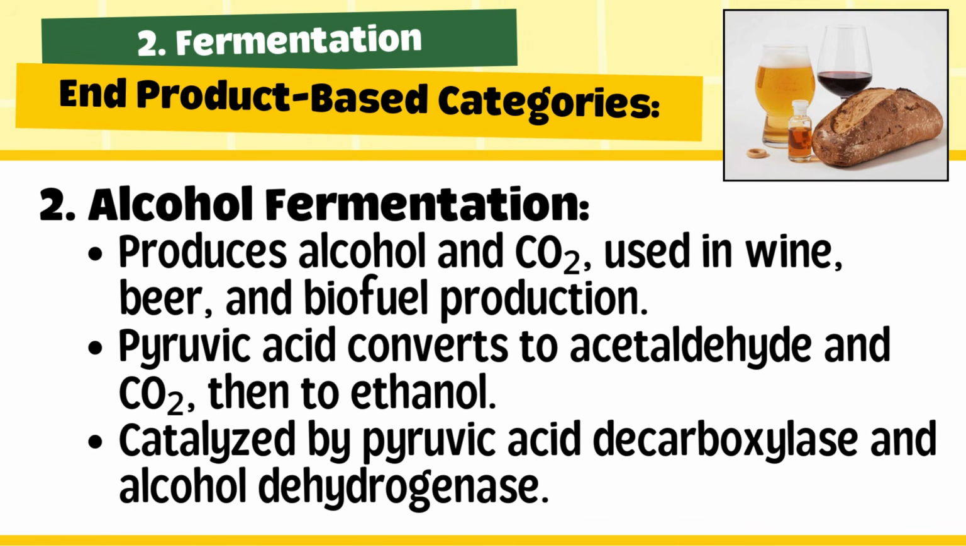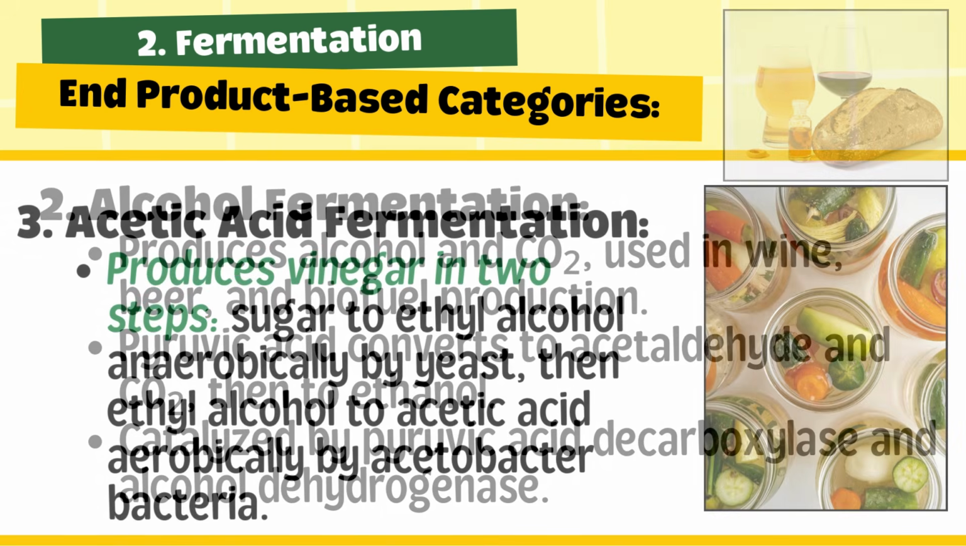2. Alcohol fermentation. The end products are ethanol, alcohol, plus carbon dioxide, CO2. Happens in yeast, which is why it's used in making beer, wine, and bread. First, pyruvic acid is changed into acetaldehyde plus carbon dioxide. Then, acetaldehyde is turned into ethanol. Enzymes involved: pyruvic acid decarboxylase and alcohol dehydrogenase. Uses: brewing beer and wine; baking, where carbon dioxide makes bread rise; bioethanol production, as a renewable biofuel.